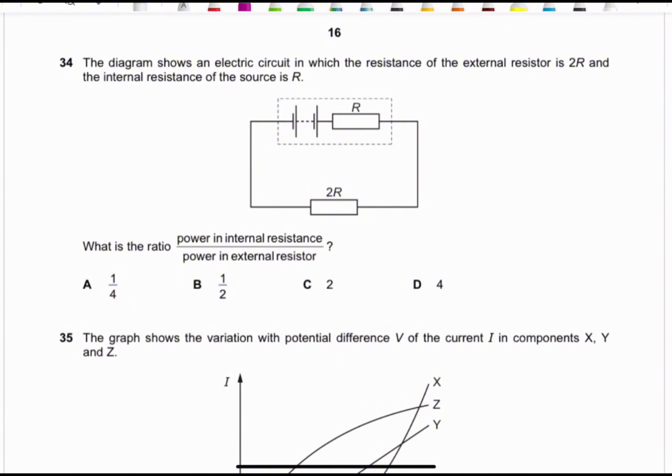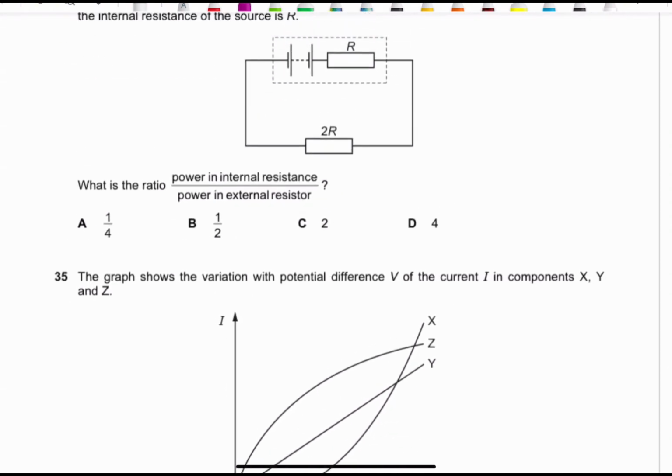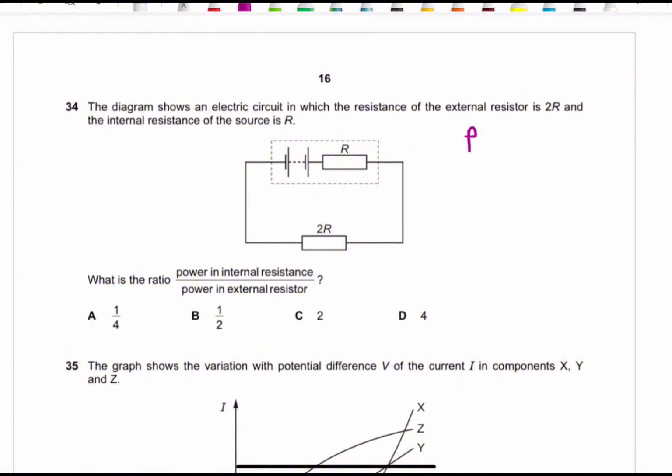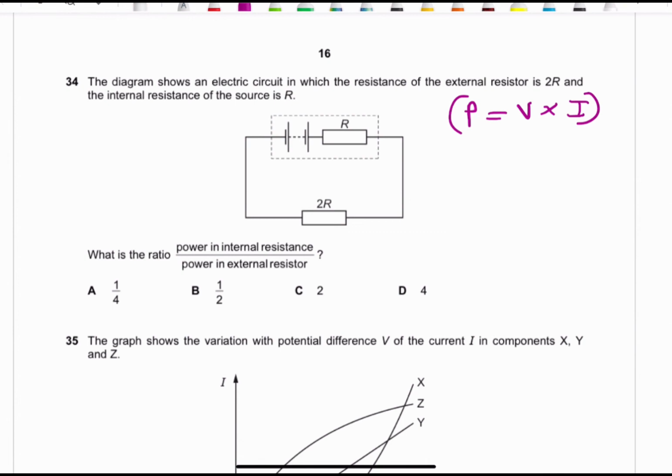The diagram shows an electric circuit in which the resistance of the external resistor is 2R and the internal resistor is R. What is the ratio of power in the internal resistance over power in the external resistance? For question 34, you basically need to know what power is. Power in electricity can be expressed as voltage multiplied by current. That's the definition of power itself. But we know that V is equivalent to IR, so power will be IR multiplied by R, which is I squared R.